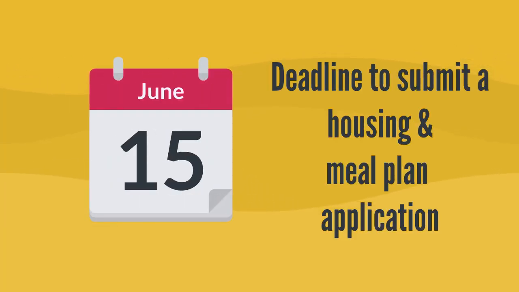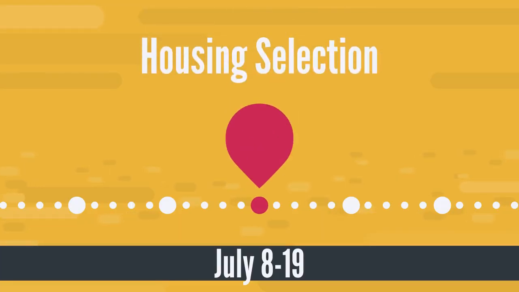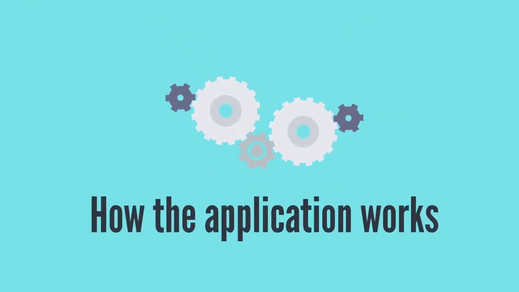Note that the first step is filling out the housing application. The deadline to complete the housing application is June 15th. Your group leader will receive a time to select housing in late June. That means your group leader will select which space you will live in at your assigned selection time between July 8th and 19th. Let's review some important concepts before we get started.